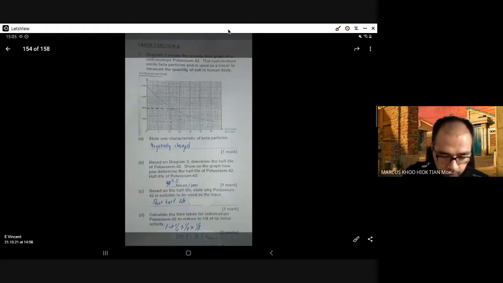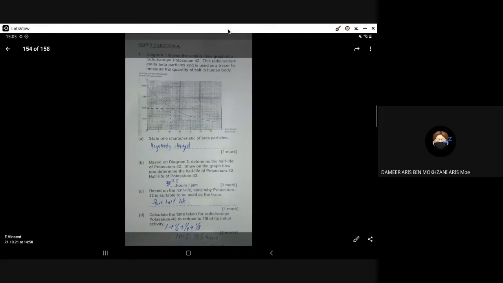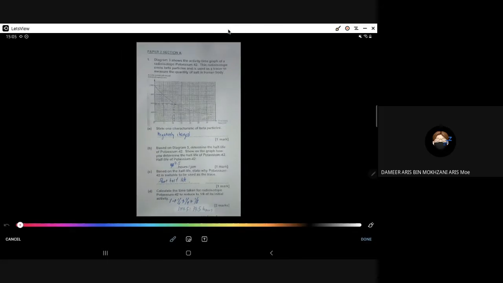Okay, let's go through this entire thing. We're starting with group number 1 now. Who's presenting for group number 1, please? Go ahead, Damien. So, first question is state one characteristic of beta particles. The characteristic of beta particles is negatively charged. You can also put medium ionization power.